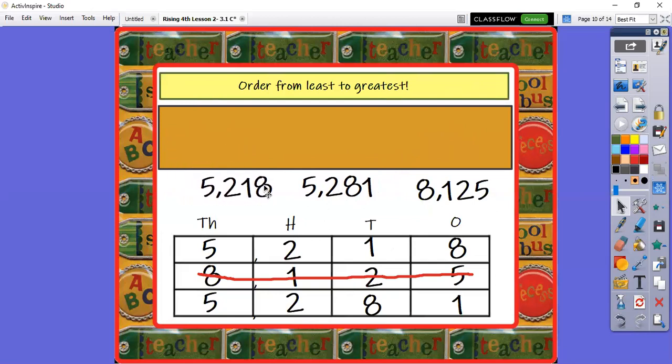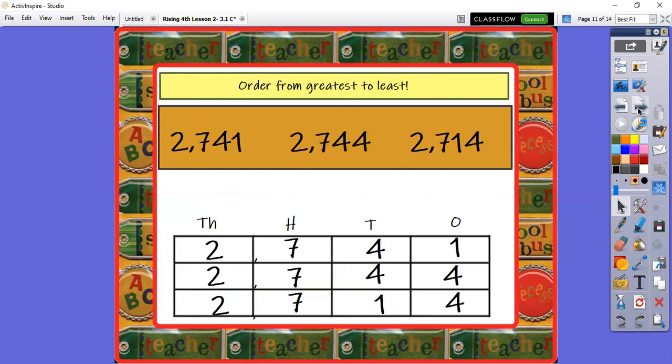So my smallest number, or my least number, is going to be 5,218, followed by 5,281, followed by 8,125, because that is the number that is greatest of those three. Okay?